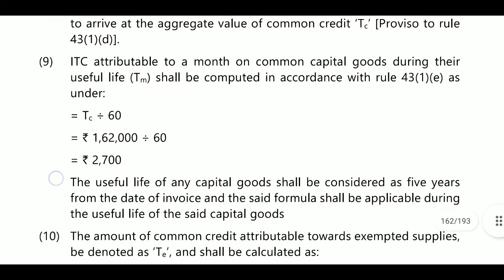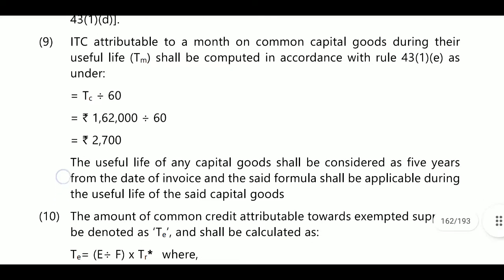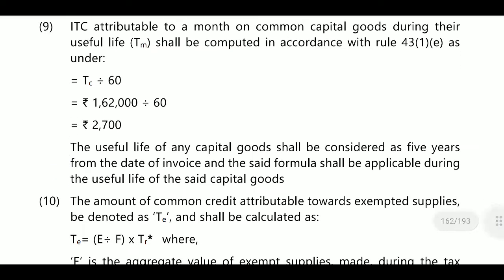Next, point number 9. ITC attributable to the month. Month means we will consider 60 months for common credit. For the month, we divide by 60, so 1,62,000 divided by 60 is 2700. This 1,62,000 is related to 3 items. The useful life of any capital goods shall be considered as 5 years from the date of invoice, and the said formula shall be applicable during the useful life of the said capital goods.